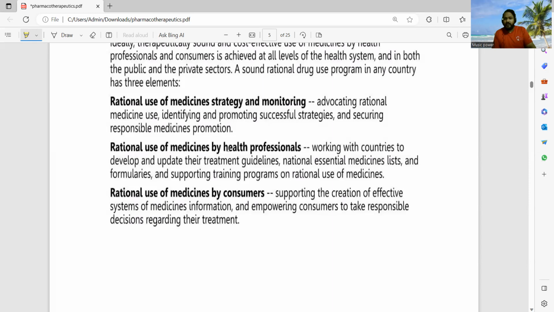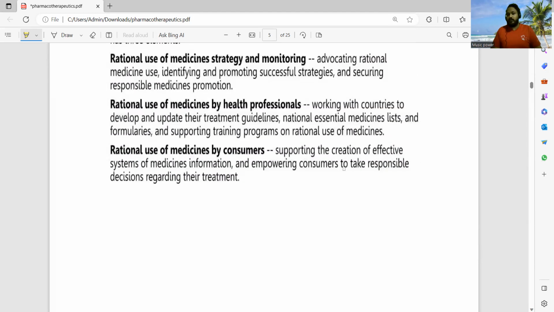Second is rational use of medicine by healthcare professionals, working with countries to develop and update their treatment guidelines and national essential medicine list. It varies country to country, and formularies. It is generally made by the hospitals, and supporting training programs on the rational use of medicines. Third, rational use of medicines by consumers, supporting the creation of an effective system of medicine information and empowering the consumer to take responsible decisions regarding the treatment.